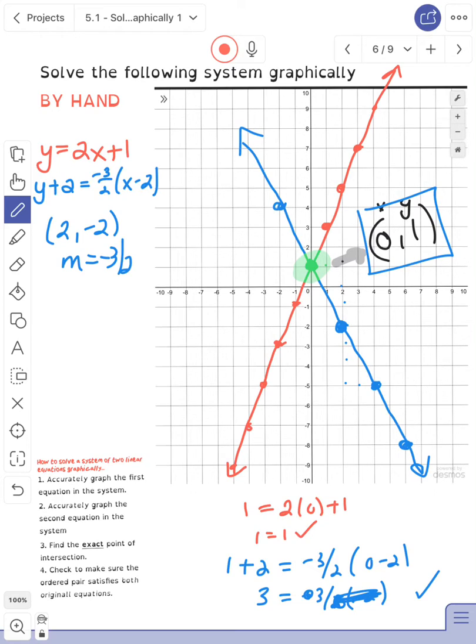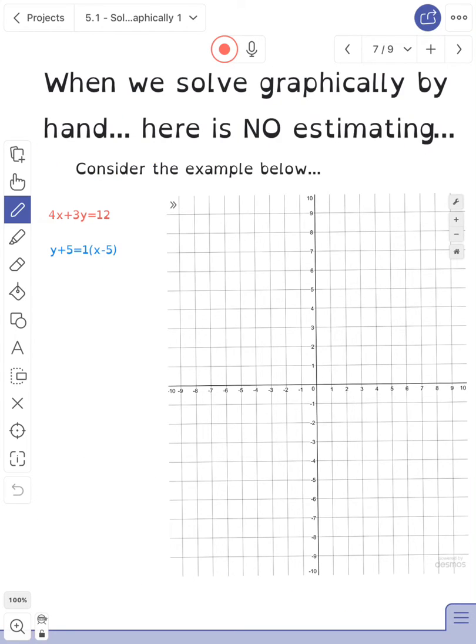So doing it by hand, also fairly easy. You just want to see where they touch. An important aspect of that, though, is when we do it by hand, sometimes we're going to run into times where we can't really be sure. So for an example, I've brought up this system of equations. What you can see is one of the lines is given to us in standard form, and the other line is given to us in point slope form.